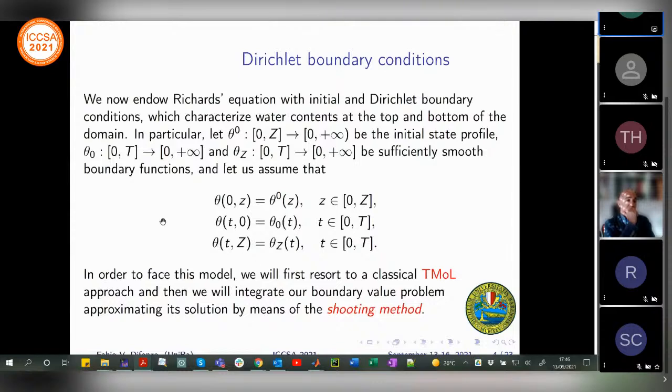Now, what is our approach? First, the idea is to resort to a classical transversal method of lines, what is called T-MOL in literature, meaning that we first discretize the temporal differential operator, and then we deal with the resulting equations in space. Since Richards equation again is a parabolic equation, once we have discretized the temporal differential operator, we end up having a second order equation, and we will see later in detail what I meant by this. And this is very prone to be dealt with by the shooting method.